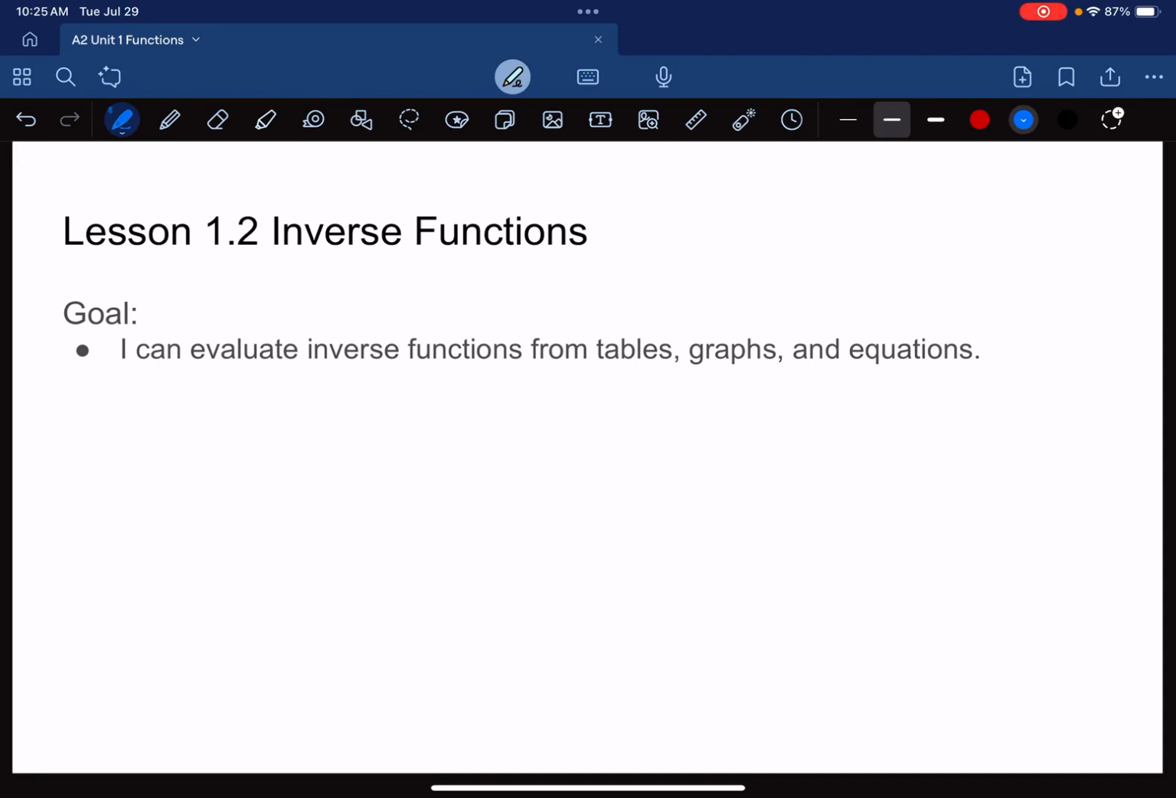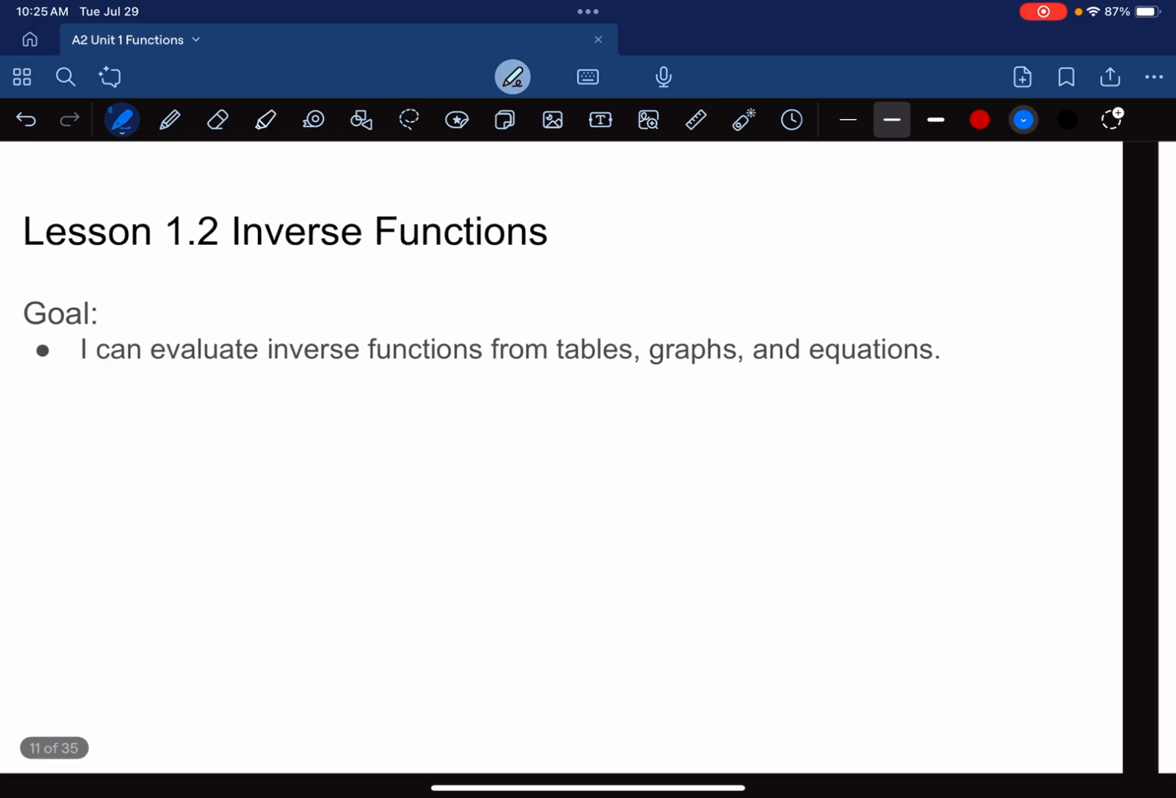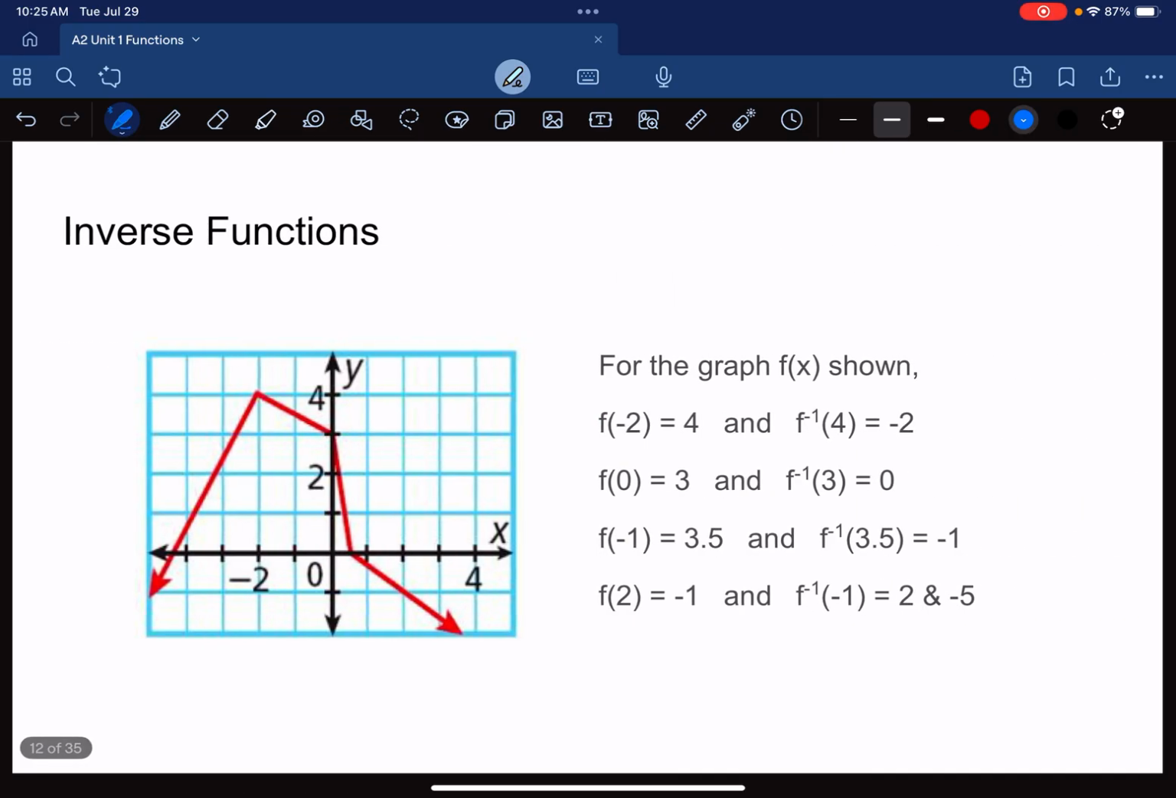This is lesson 1-2, inverse functions of Algebra 2. The goal today is to evaluate inverse functions from a table, a graph, and an equation. You may be asking yourself, well, what is an inverse function? Well, an inverse function just undoes the mathematics that a function does.